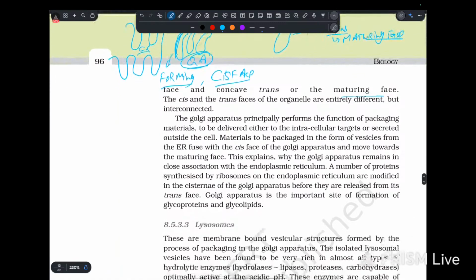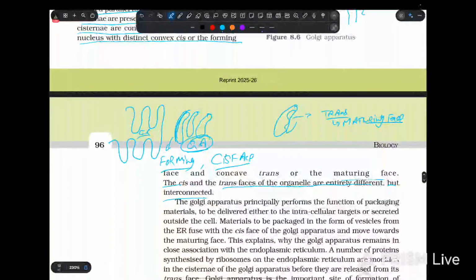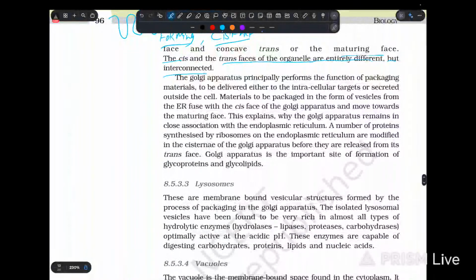Okay. The cis and trans phases of the organelle are entirely different, but they are interconnected. This side of the Golgi apparatus and this side are totally different, but they are interconnected. The Golgi apparatus principally performs the function of packaging materials. The materials which go from the endoplasmic reticulum to the Golgi apparatus are being packed.